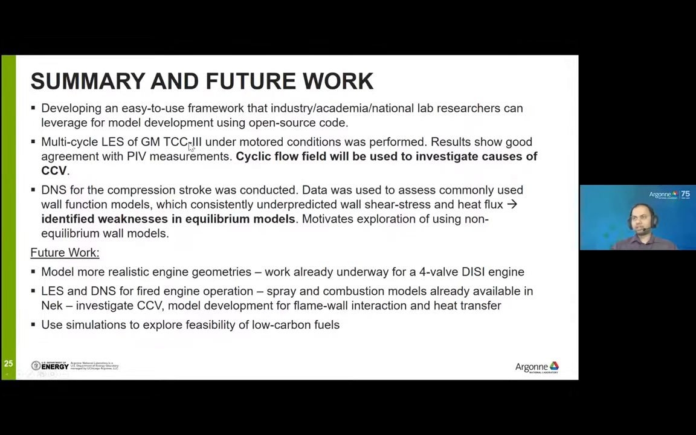Although I showed this very simple engine platform, recently we have also moved to more realistic engine geometry. This is a four-valve DISI engine for which there is external data from Sandia National Lab. We've also moved towards LES and DNS of fired engine operation. In the near future, everything looks like it is moving away from fossil fuels and towards low carbon and renewable fuels. So our hope is that whatever work we put in here can also be used to explore the feasibility of low carbon fuels. That's the direction we feel this is going.